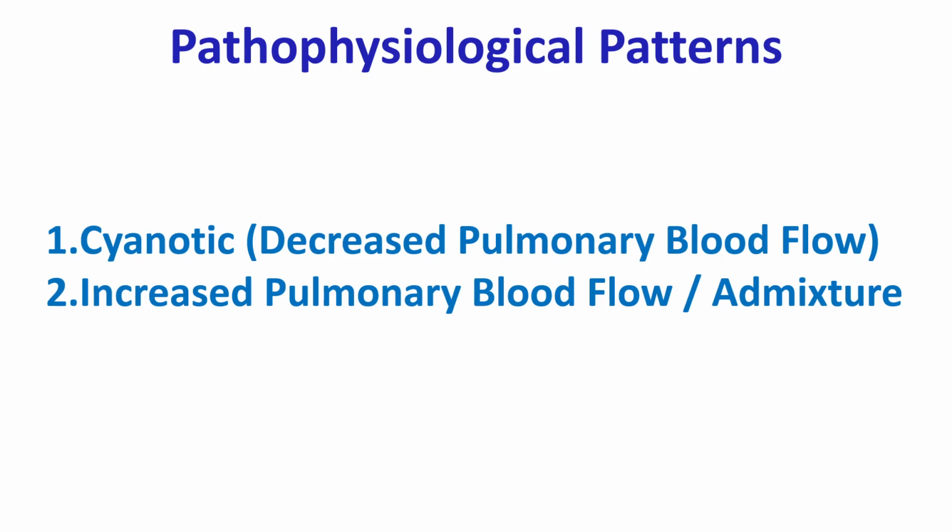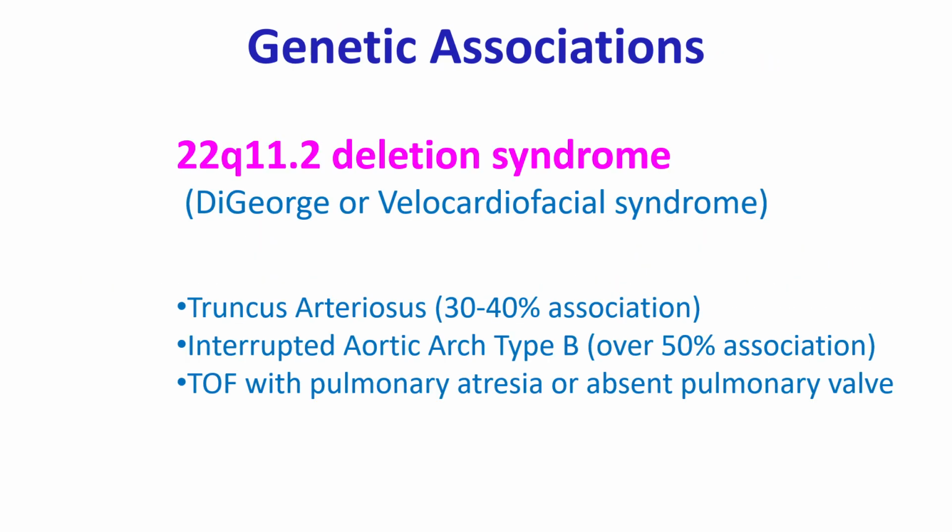The obstruction to the right ventricular outflow tract causes a right to left shunt across the ventricular septal defect. Then there is the increased pulmonary blood flow or admixture group, seen in transposition of the great arteries and truncus arteriosus. These conditions often present with early heart failure due to volume overload of the pulmonary circulation and systemic hypoxemia due to mixing.